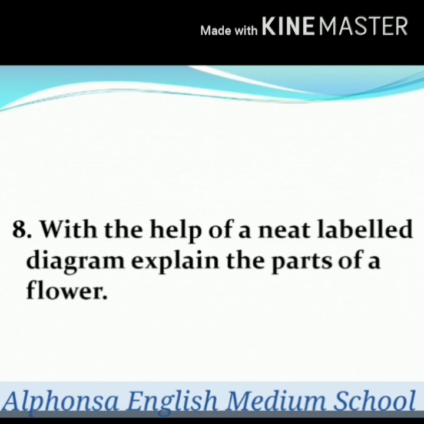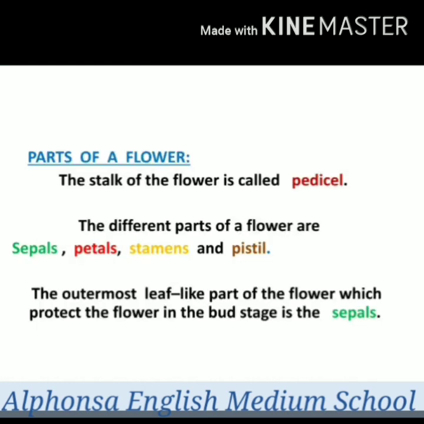Eighth question. With the help of a neat labeled diagram, explain the parts of a flower. For this, you have to draw the diagram from the textbook or anywhere, wherever you want. A simple flower is enough. Draw neatly with the pencil and label with the pencil. Don't use pen or sketch pens to draw and label. Use only pencil for drawing and labeling.